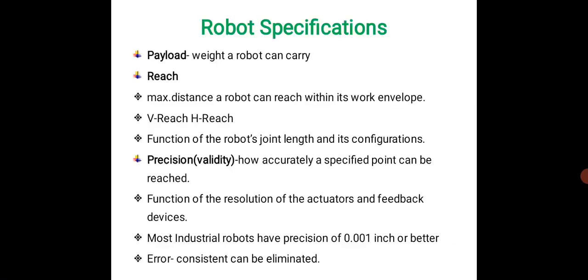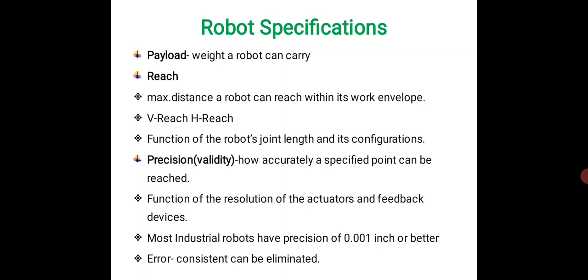Now, robot specification. How is a robot characterized? The first thing is payload: how much weight a robot could carry. The second thing is reach. Reach is the maximum distance a robot can reach within its work envelope. Work envelope is how much of the space it could utilize. Here we have 2 types of reach, vertical reach and horizontal reach. The robot's joint lengths and configurations depend upon this reach.